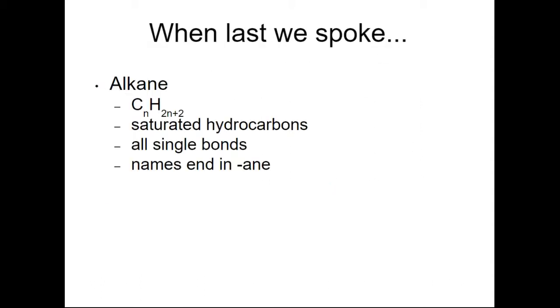When we last spoke, we were discussing the alkanes that have the general formula CnH2n plus 2. This can be seen in Table Q. So for instance, if you had 2 carbons, then you would have 2 times 2, which is 4, plus 2, 6 hydrogens. So the formula of an alkane could be C2H6. This represents a saturated hydrocarbon, as all the bonds between the carbon atoms are single bonds. All the alkanes end with the ending ane.